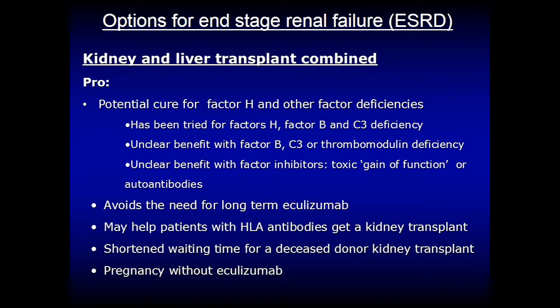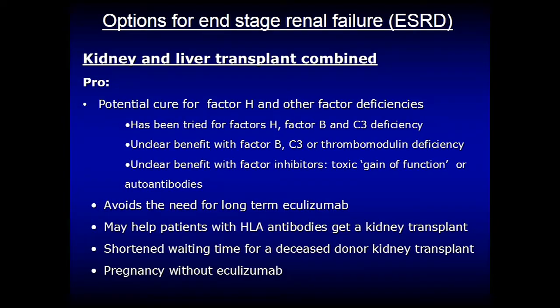What about a kidney and a liver transplant combined? Now, when the planned treatment for atypical HUS with kidney failure first began, and this was before eculizumab was available, a liver kidney transplant was the first attempt, if you will, to permanently address the problem of recurrent disease. And there are some pros that I want to discuss as well as the cons.